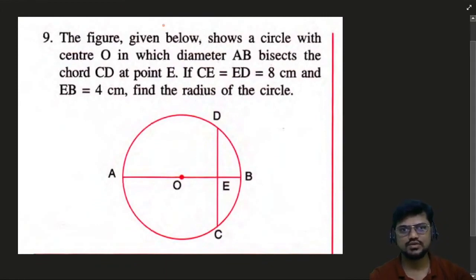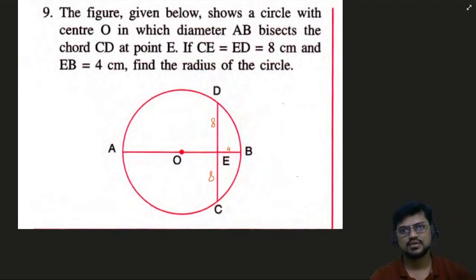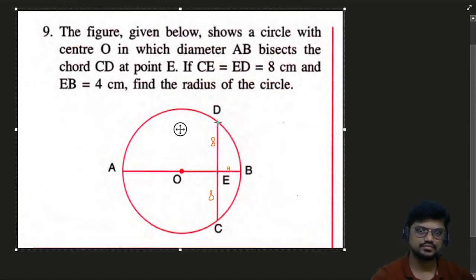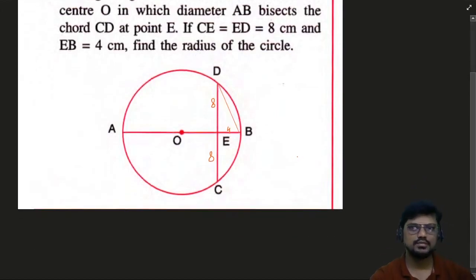The figure shows a circle with center O in which diameter AB bisects the chord CD at E, and CE is equal to ED, both are 8. That means this is 8, this is 8. And EB is 4. You have to find the radius of the circle. Fine. If I join these two, I'll get BD. BD is easy to find.